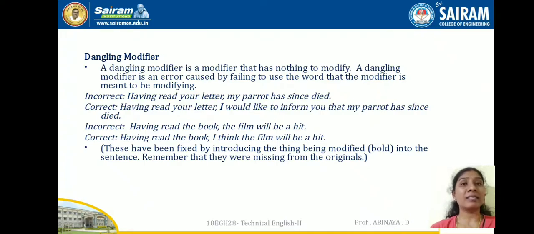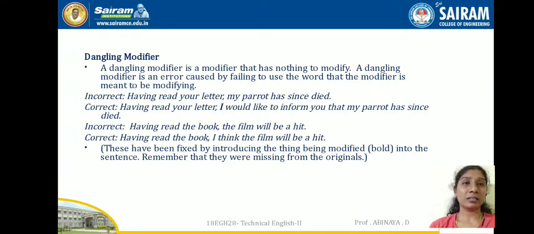See, for example, "Having read your letter, my parrot has since died." What is this? Having read the letter, the parrot died. See, there is no relationship between these two. The modifier "having read your letter" has nothing in the sentence to modify, right? So we have to add such words. "Having read your letter, I would like to inform you that my parrot has since died." Right? See here, the modifier "having read your letter" is going to modify "I", the person, but that itself was missing. So this is a dangling modifier.